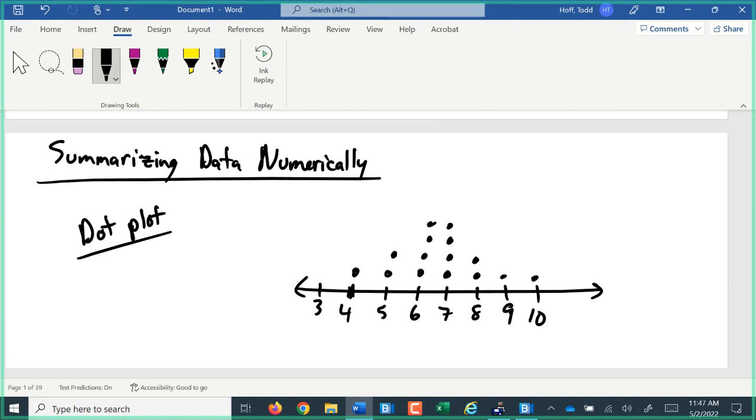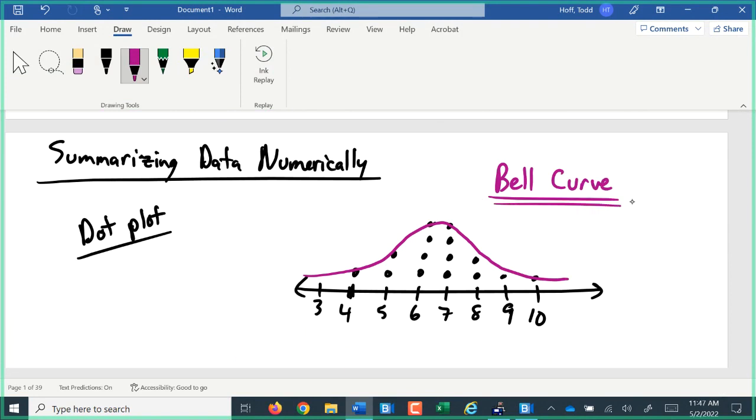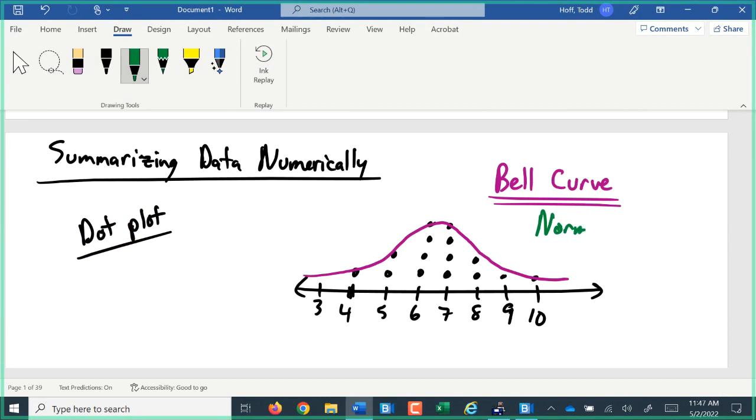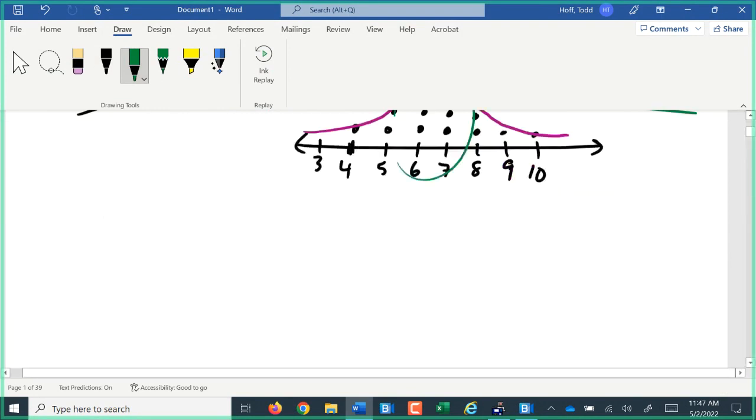And as we continue to plot points, we see that the data starts to take on a shape. And that shape is what we have often referred to as a bell curve. The official or formal name for that bell curve is called a normal curve, because in nature, that is the shape that most data normally will take when we put it in a dot plot. Concentrated towards the middle, and then less and less as we get away from those central values.